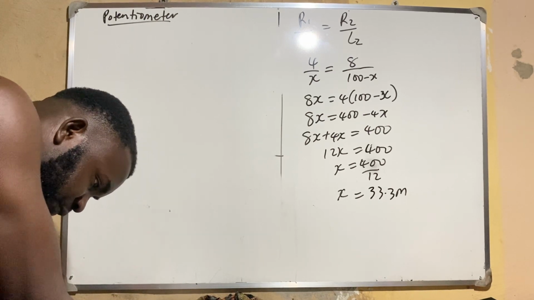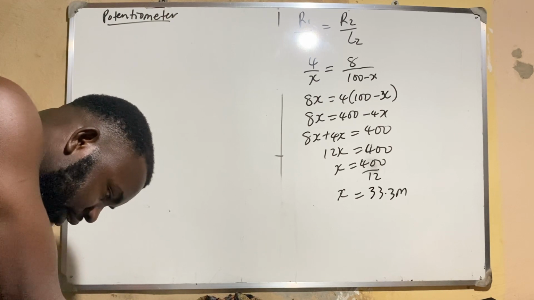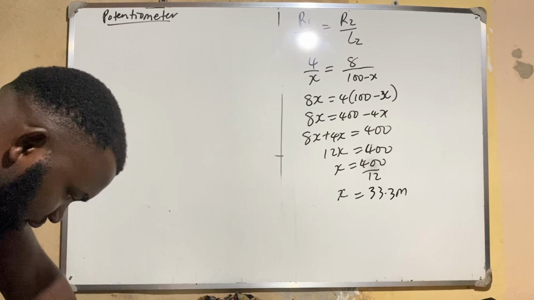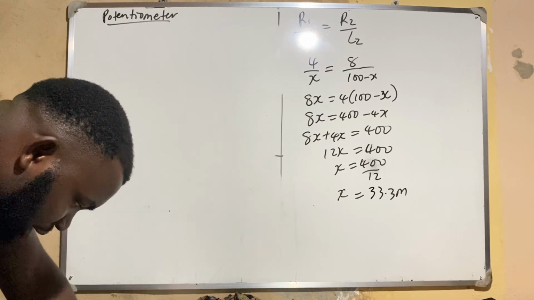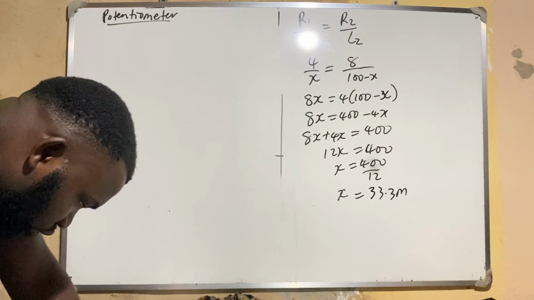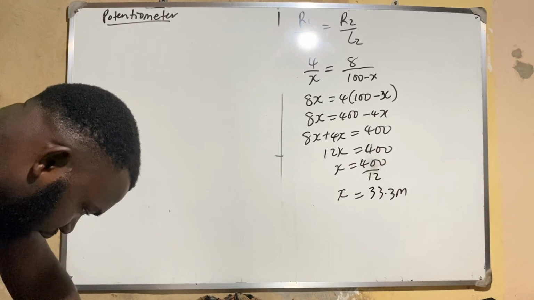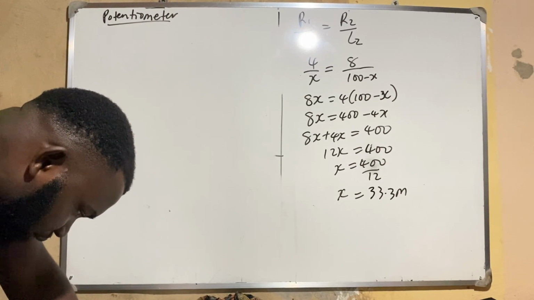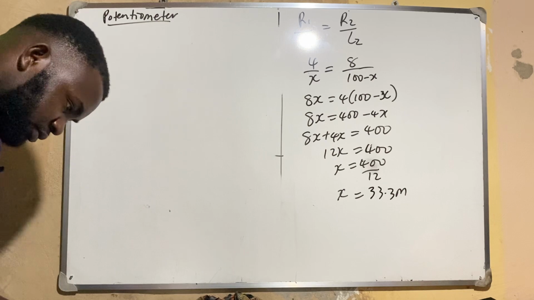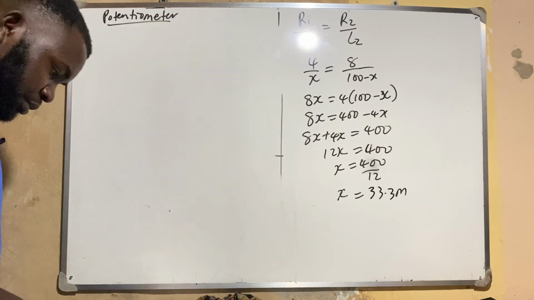So the wire is a uniform cross section, so that the resistance per unit length is constant, to show the R is directly proportional to L, or L is directly proportional to R. Okay, we now have that in potentiometer.